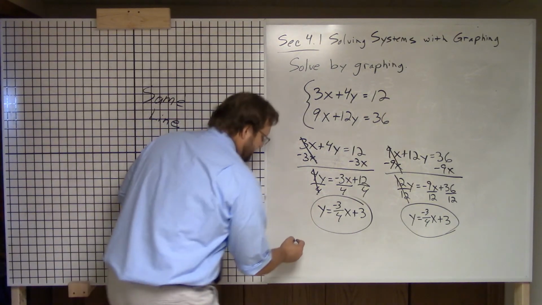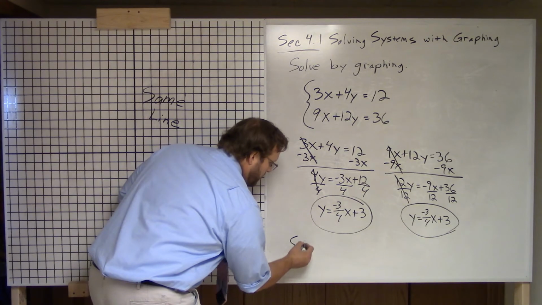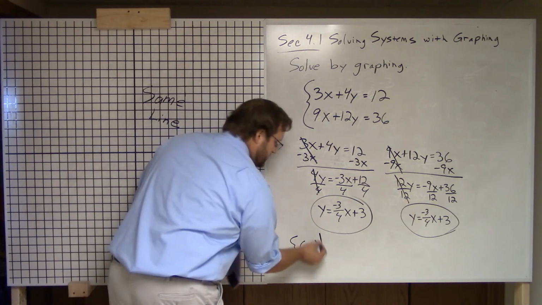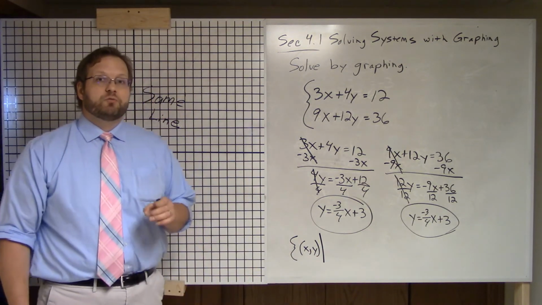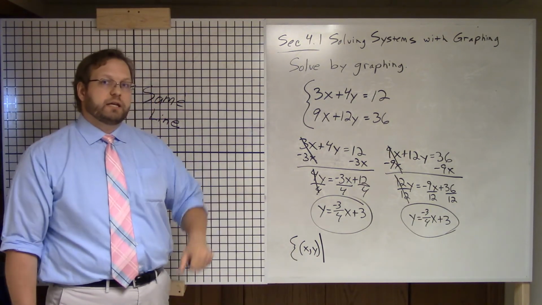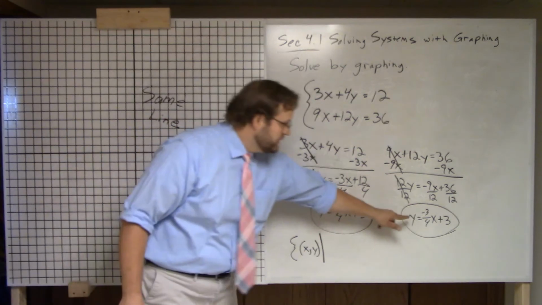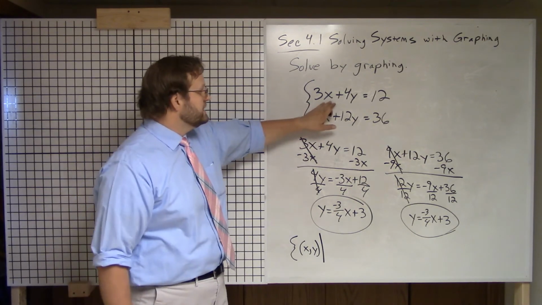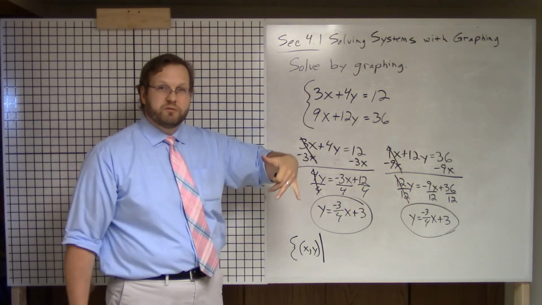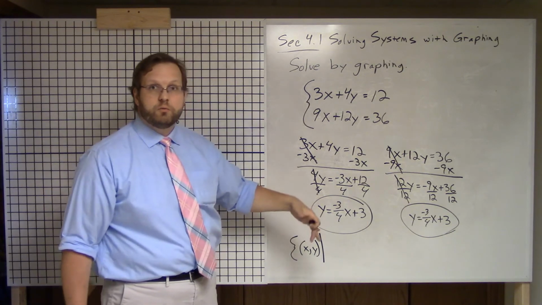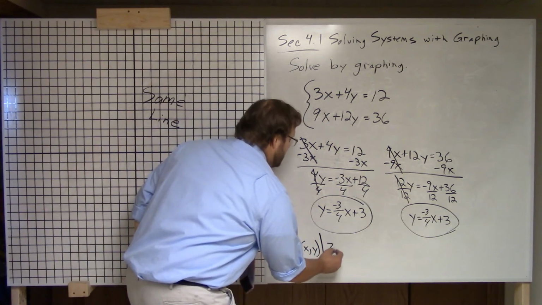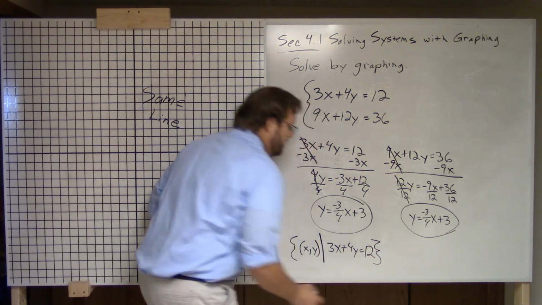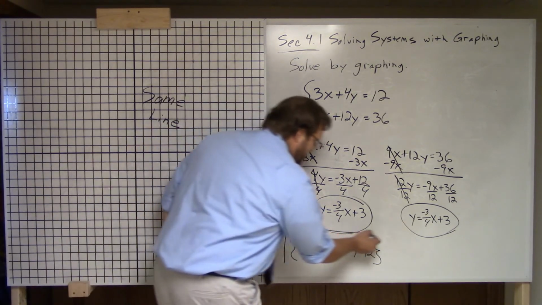So I'm going to say it's the set of all xy ordered pairs such that, and then I'm going to write down any of the equations I have in front of me. Okay, I can write down this one, I can write this, I can write this. Typically the one that's written is the standard form that has the smaller values to it. But any one of the three would work. So I'm going to write 3x plus 4y equals 12. Okay, that is your answer.